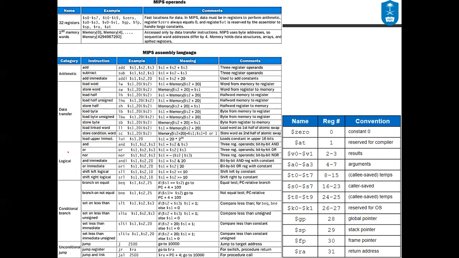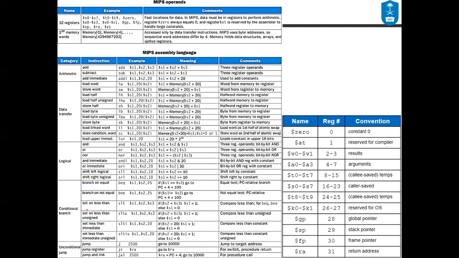The logical category, the logical instructions, mainly and, or, nor, and shift instructions. We have the conditional branch, which is actually the equivalent of the if statement. When there's an if statement in the high-level language with a condition, the equivalent to that in the assembly is called branch. Of course, the same thing could be said about the for loop, the while loop, and so on.